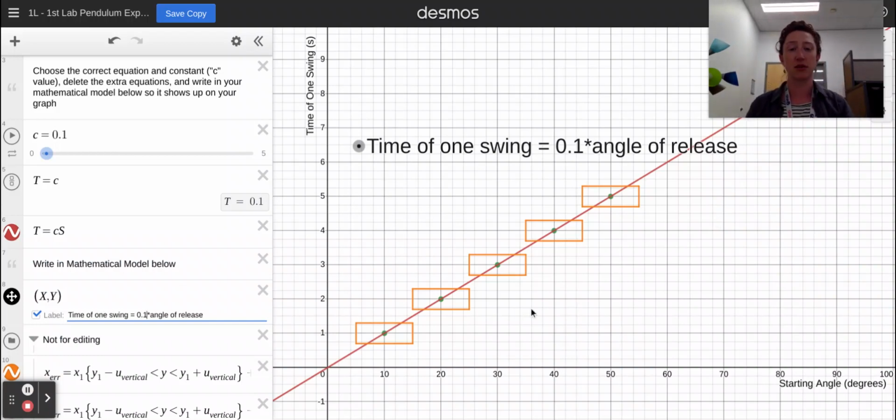So that's how you do your Desmos work. I hope that this is a helpful video.